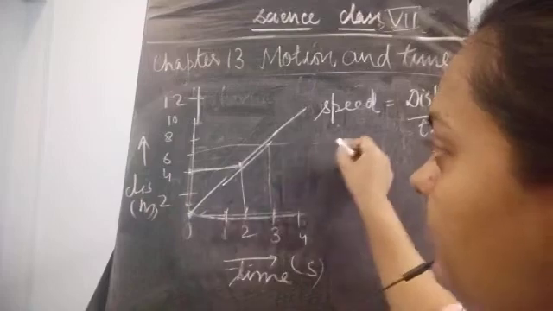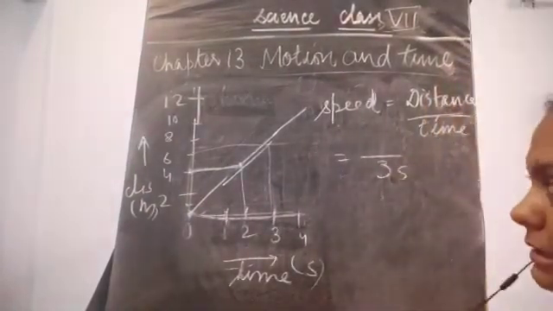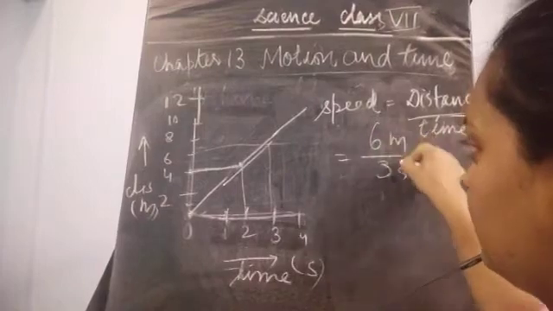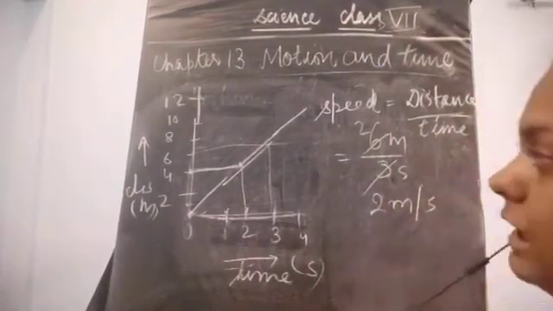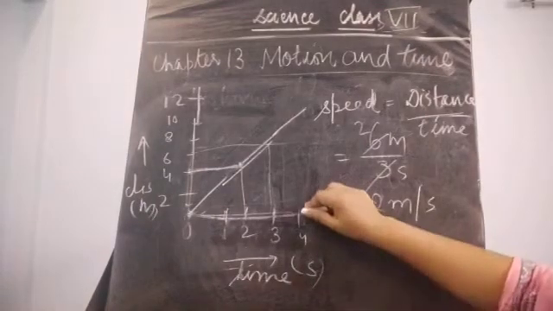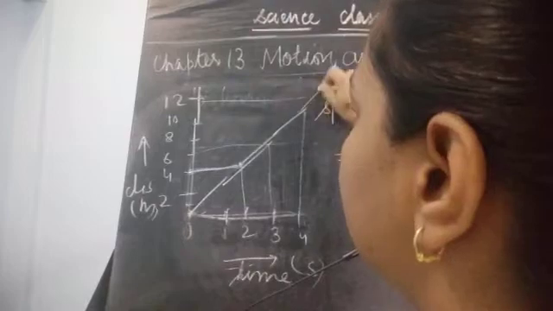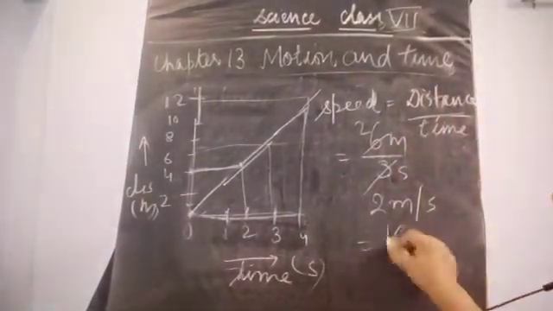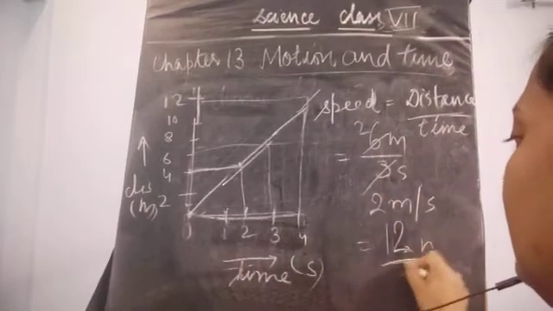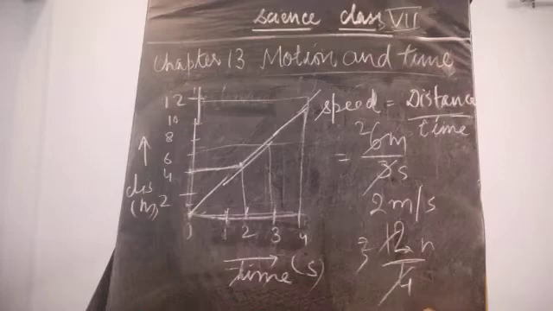And at 3 seconds, time was 3 seconds. How much distance? 6 meters. Again, 2 meters per second. Okay, now we calculate at 4 seconds. It was, for example, 12 meters in 4 seconds. It becomes 3 meters per second.